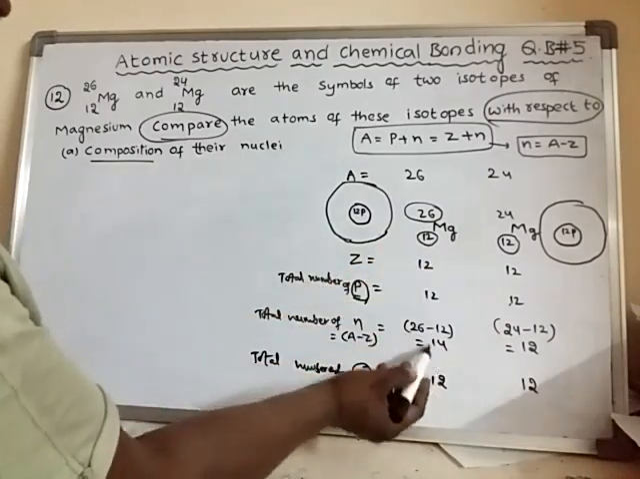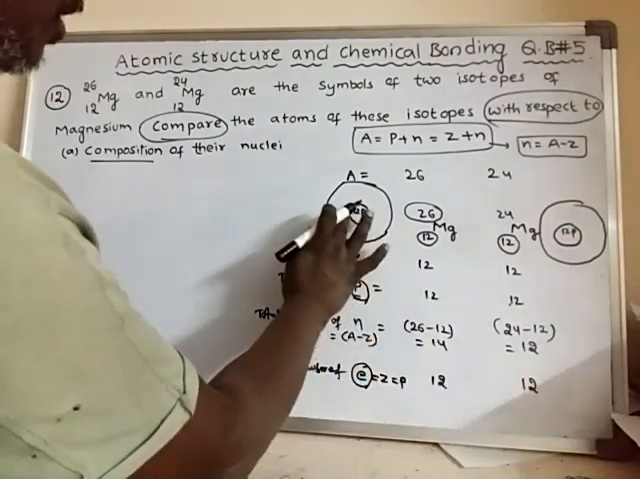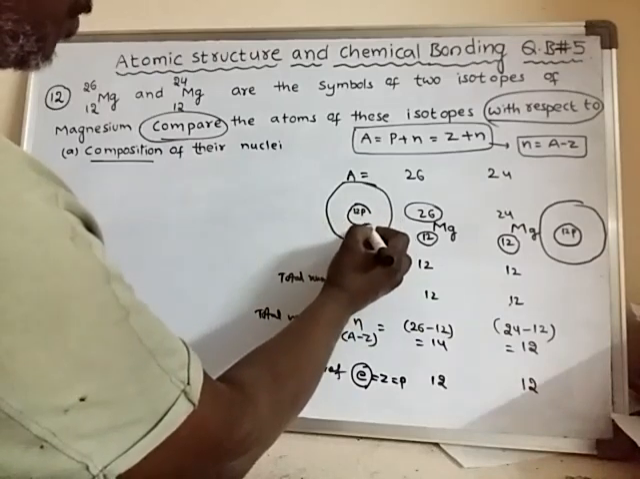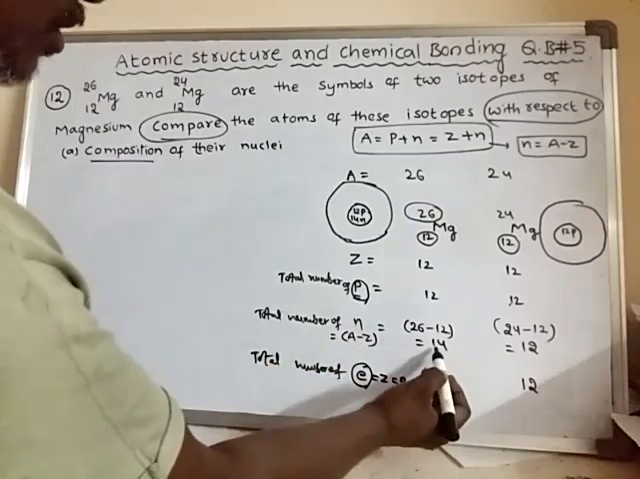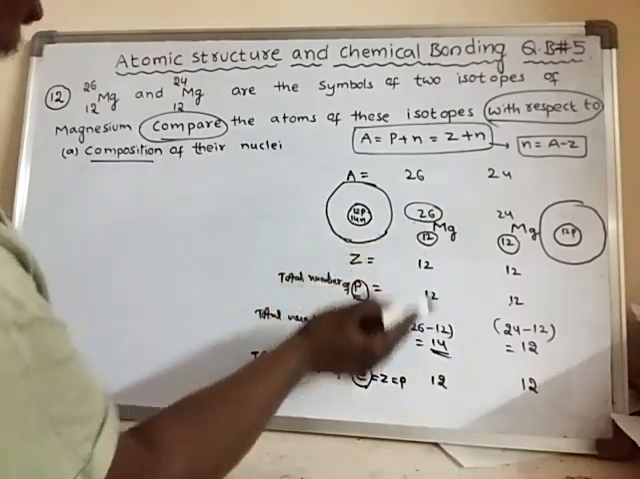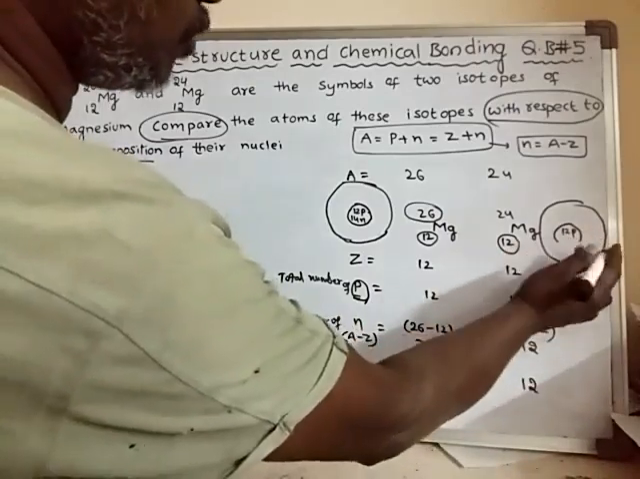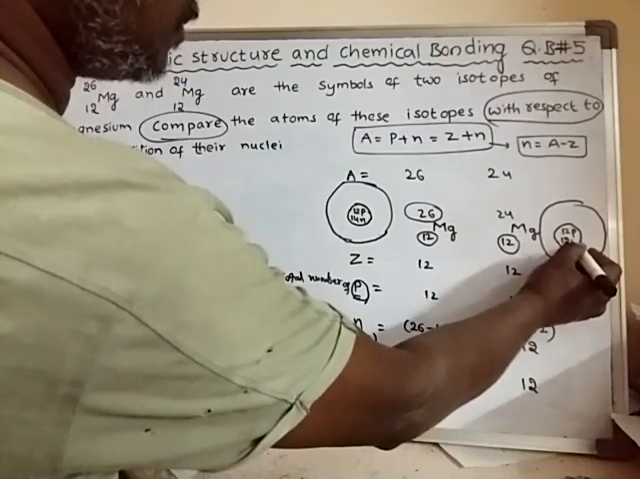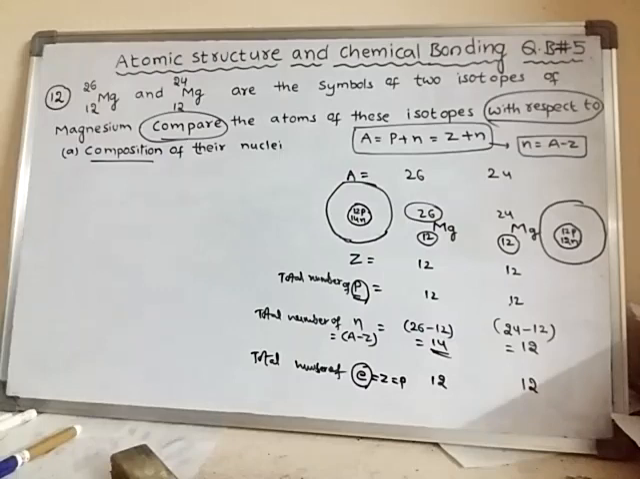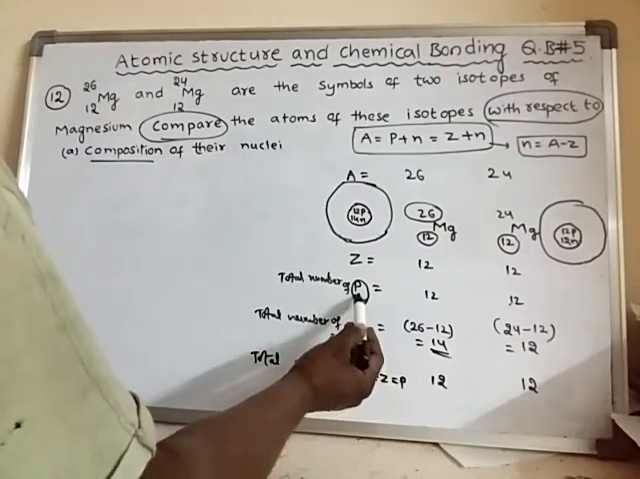How many neutrons are there in this atom? In this isotope there are 14 neutrons, but in this other isotope there are 12 neutrons. So 14 neutrons in this isotope, whereas this isotope contains 12 protons and 12 neutrons. Like this, the nuclei of these two can be compared based on the proton number and neutron number.